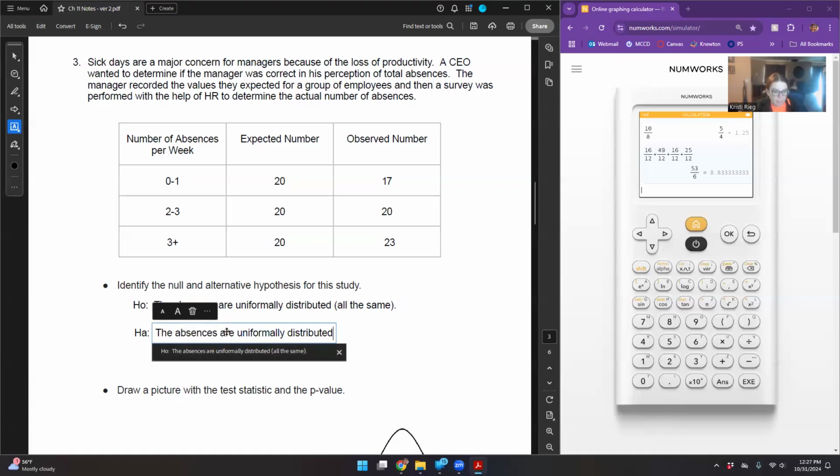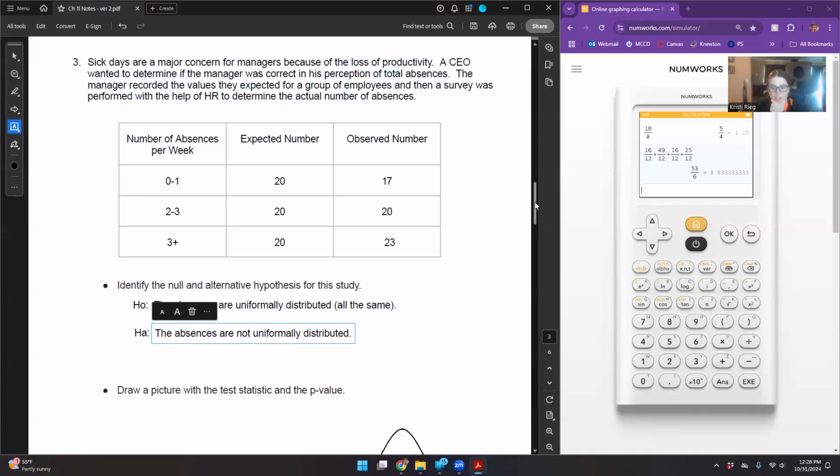So we would say that absences are not, oops, but we're going to spell it right, are not uniformly distributed. Okay, that's it. They either are or they aren't. They are all the same. That's like the equals from chapter 9. That's our null. They're not all the same. Remember in chapter 9, the alternative was greater than, less than, or not equal to. That would be our alternative.